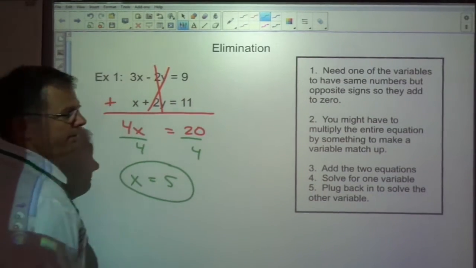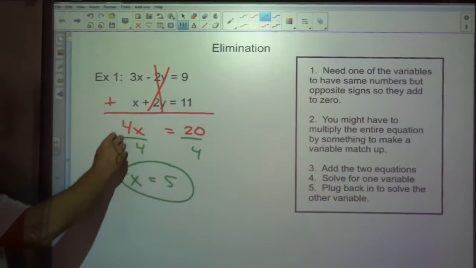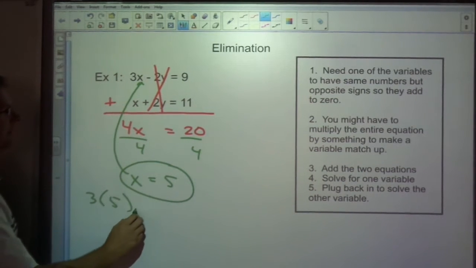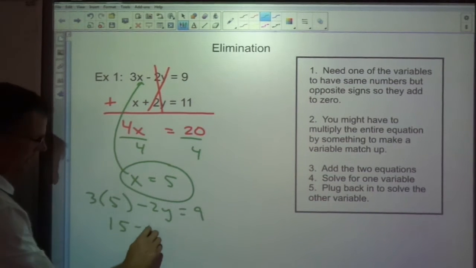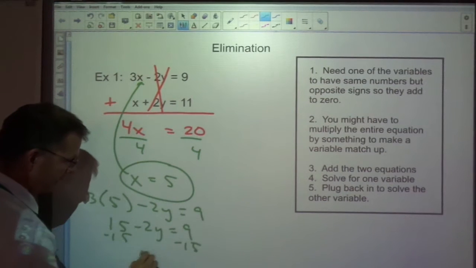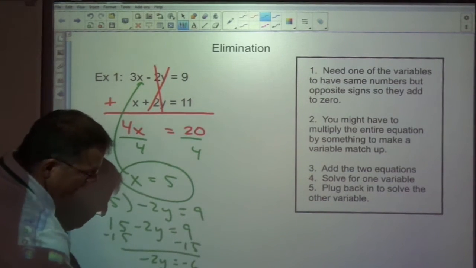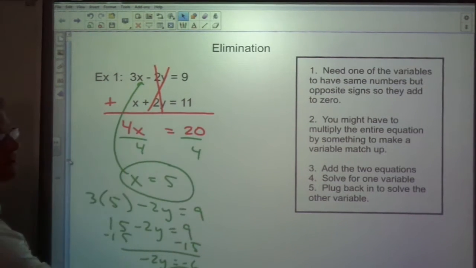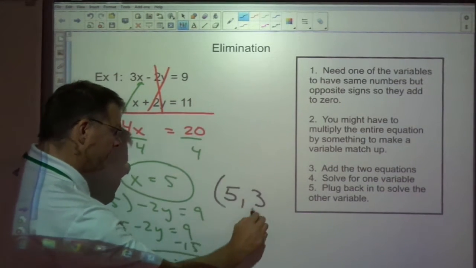Last step, plug it back in to solve the other variable. I could go into either one of these equations. I'll go into this one. 3 times, now I know x is 5, minus 2y equals 9. So that's 15 minus 2y equals 9. Minus 15, minus 15, that's negative 6. So dividing, y equals 3. And I always write it as an ordered pair, x first and then y. So my answer is 5, 3.